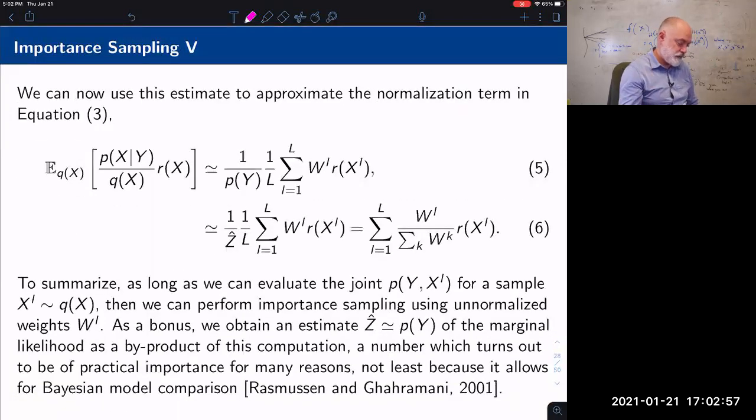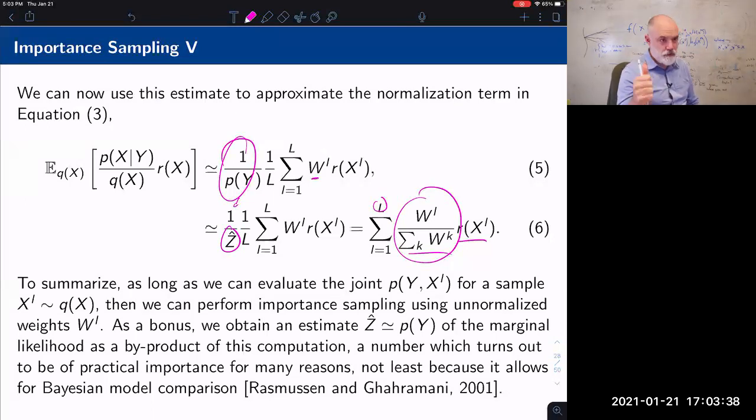So awesome. We can use this to approximate the normalization term in equation 3, which was before, but it's the same thing as before. We just plug in our estimate for this. We have our unnormalized weights here. We just replace that with 1 over Z hat, but 1 over Z hat is just the sum over all the unnormalized weights, so we can move that inside. And what we have now are normalized weights and a sum over L of our test function evaluated at samples from Q. So we can evaluate the joint.